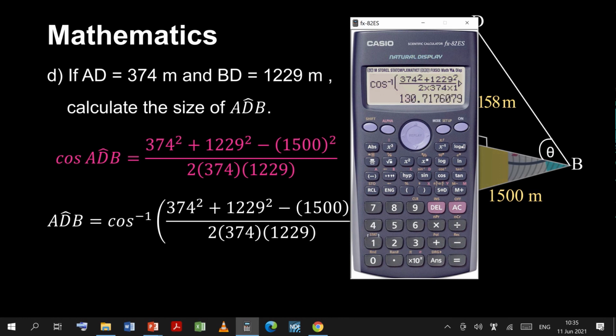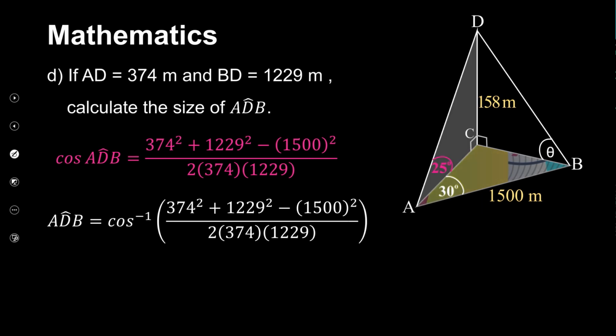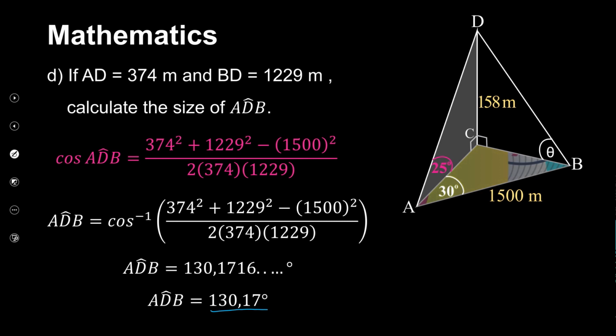And so it gives us an angle of 130.7176. Remember again, we've got to round this off. So we end up with ADB being roughly around 130.7 degrees.